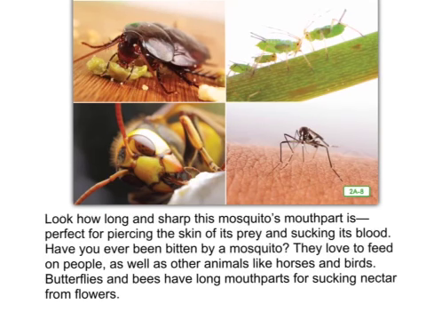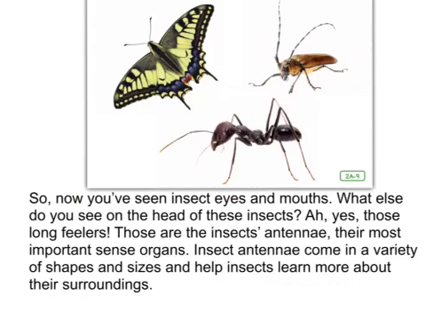Look how long and sharp this mosquito's mouth part is. Perfect for piercing the skin of its prey and sucking its blood. Have you ever been bitten by a mosquito? They love to feed on people, as well as other animals like horses and birds. Butterflies and bees have long mouth parts for sucking nectar from flowers.